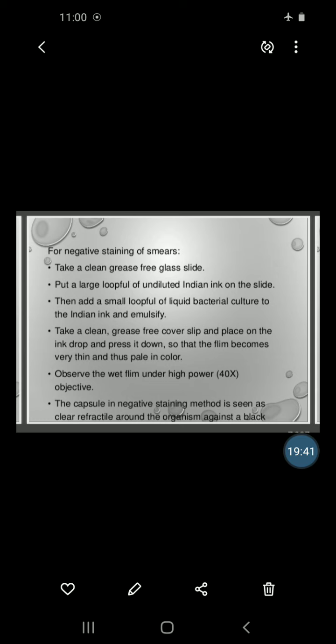Then observe the wet film under the high power objective, that is 40x, and the capsule in the negative staining method is seen as a clear refractile halo around the organism against the black background.